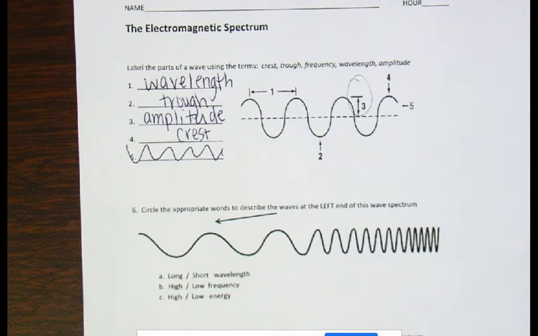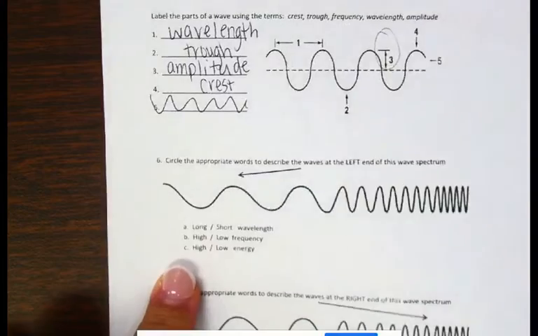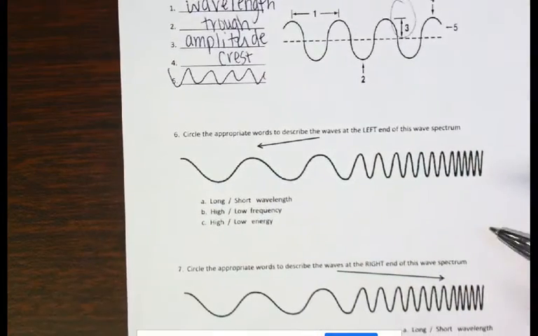Yesterday you guys got to see some of your colors. You'll get the rest of those today. So you'll get to do some of them, which is cool. You guys will get your colors, and we're going to transfer those into wavelengths, all right? That's our goal, all right? Okay. So number 6, circle the appropriate words to define this.